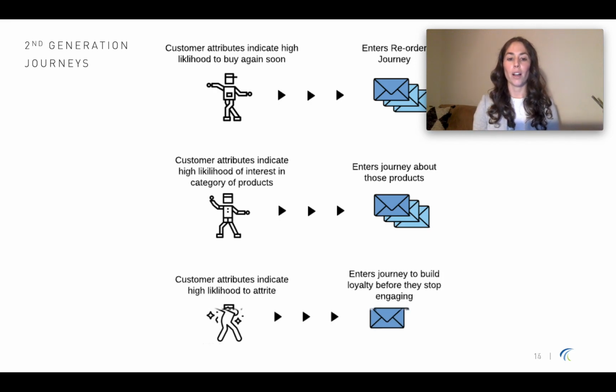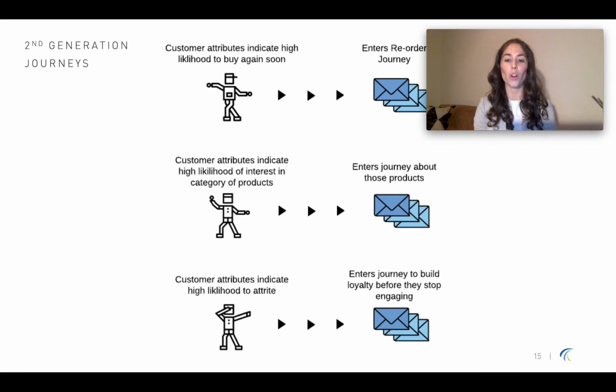But you can use modeling and propensity scores, or pay somebody to look at your data and give you this information, and enter them into a loyalty program, or start to build that loyalty before they stop engaging. You can find somebody who looks like they're going to be high value, but also looks like they're not necessarily most likely to stick around, and give them a really steep offer to build that loyalty for life.